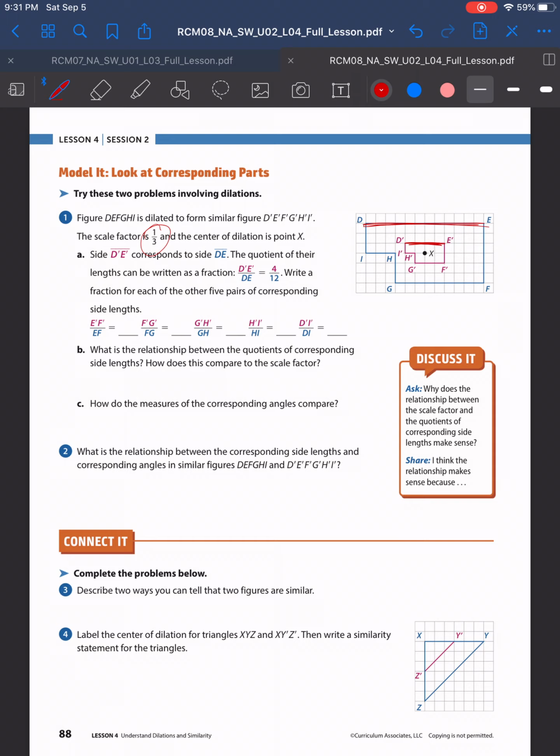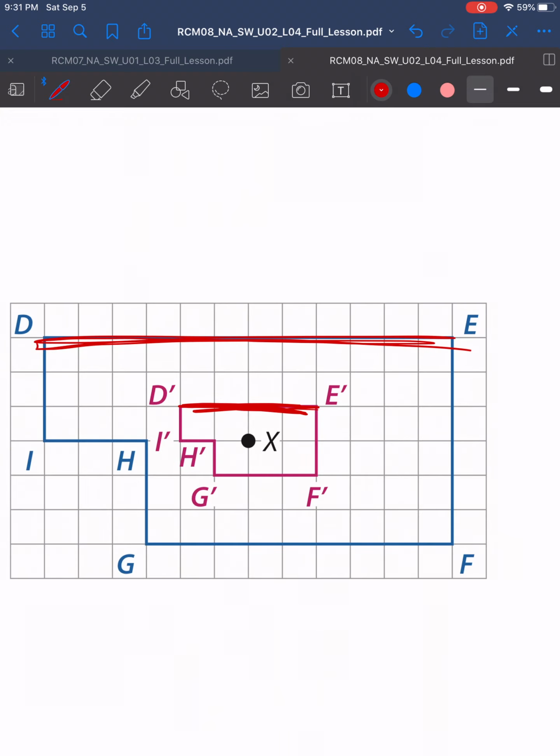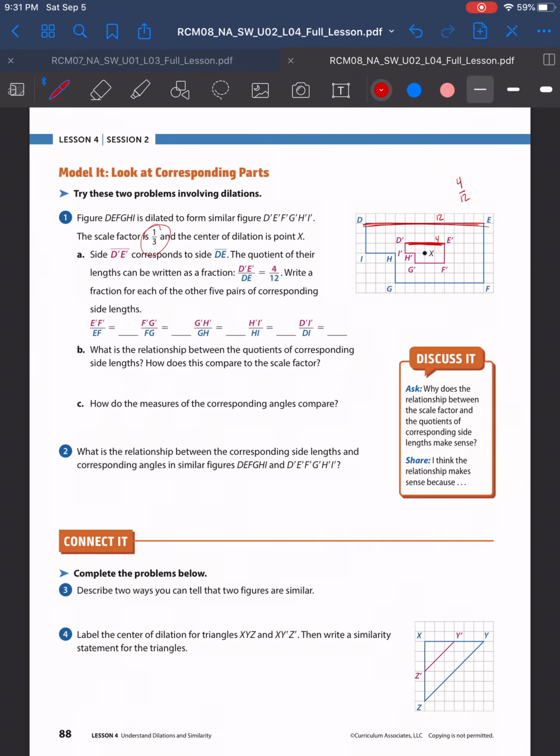The quotient of their lengths can be written as DE prime over DE is the same as 4 over 12. Basically, could I take this one right here and make it 4, and this guy up here is 12 long? Could I say 4 over 12? I don't know why they want to put 4 over 12. I'd put 12 over 4, but that's just me. But I guess 4 over 12 is the same as 1/3, right? So that's how you could find the scale factor, is by taking the copy or the image and dividing it by the original. Now go find the fractions for the rest of the 5 corresponding side lengths.